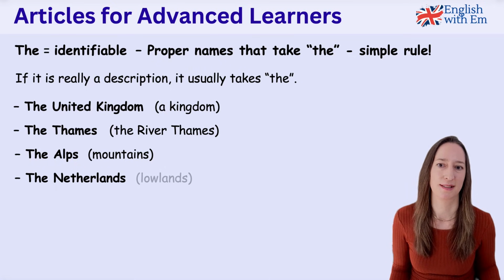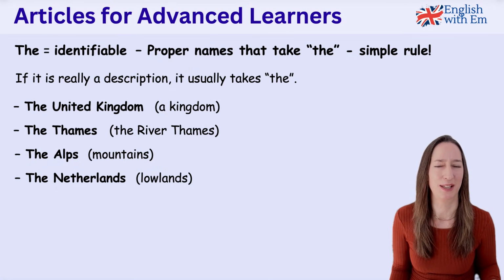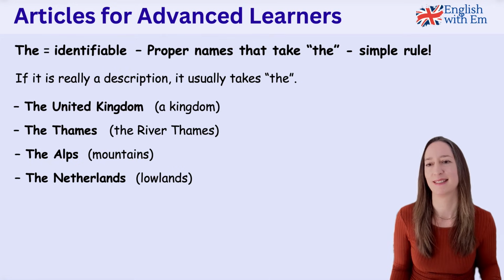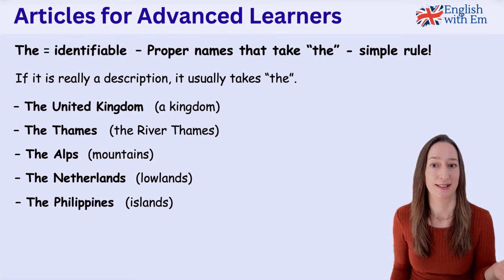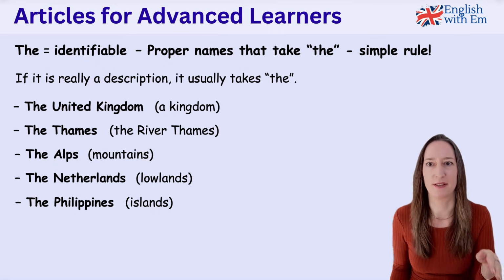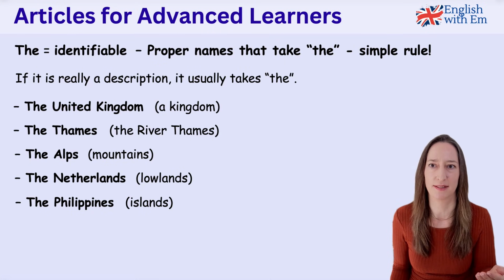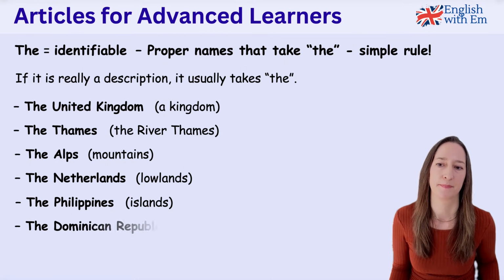The Netherlands. Lowlands. So which lands are we talking about? The Netherlands. The Philippines. Islands. You see this with island groups. The Maldives, the Canary Islands, the Seychelles. And the name, it's like a description. It defines, or identifies, which group of islands we're talking about.